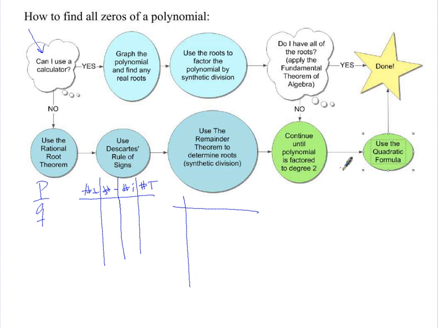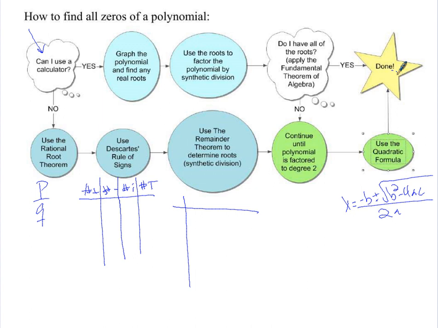Once you've done that, use the quadratic formula, which we know is x equals negative b plus or minus the square root of b squared minus 4ac, all divided by 2a. Once you've done that, you're done. You have all your roots, no matter what degree you started with.